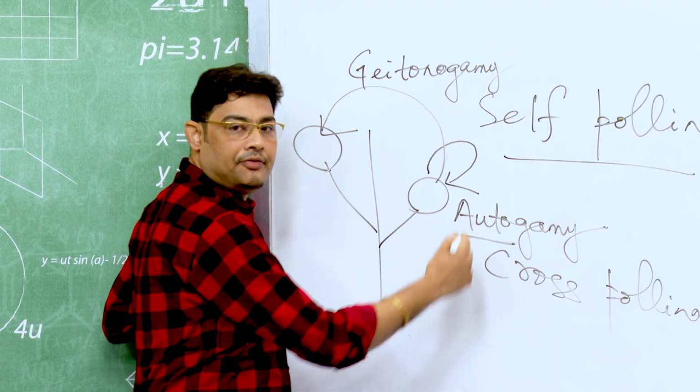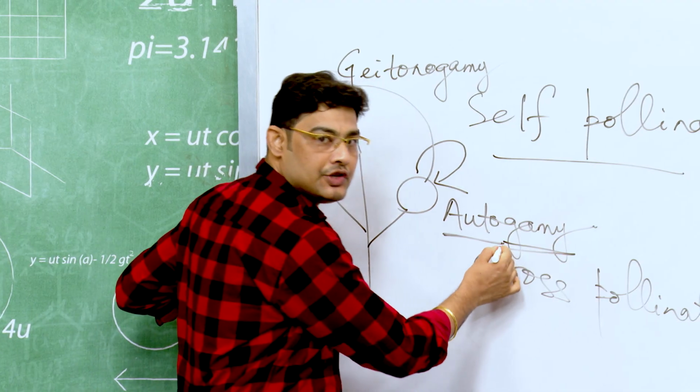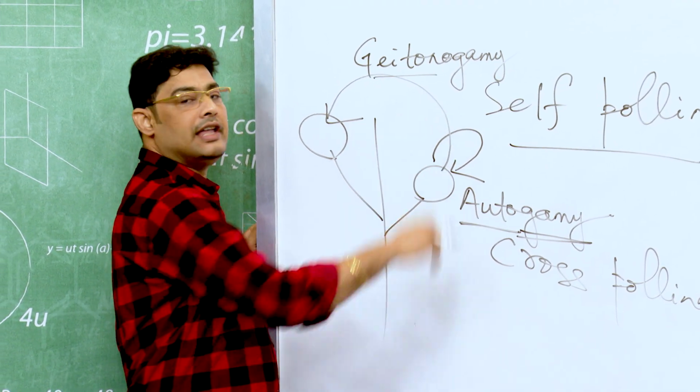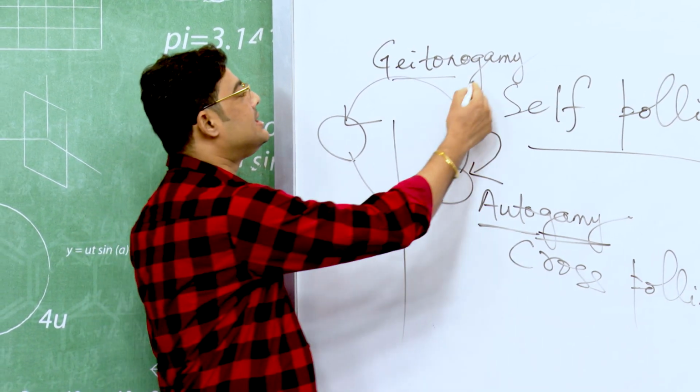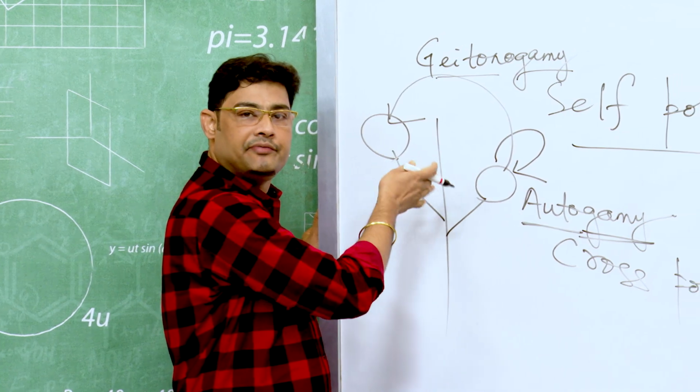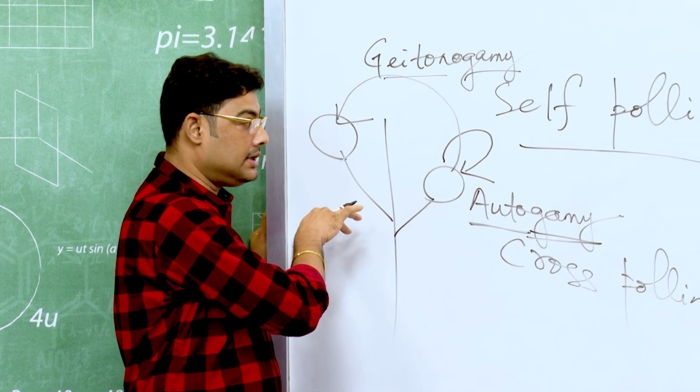Auto means self, gamy means marriage: self marriage, autogamy. Geitonogamy: geiton means neighbor, and gamy means marriage. So, it is a pollination between two different flowers, but born on the same plant.